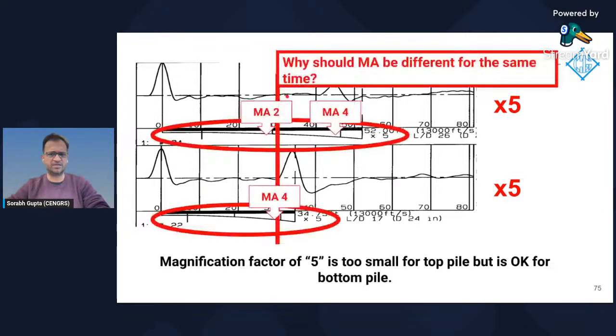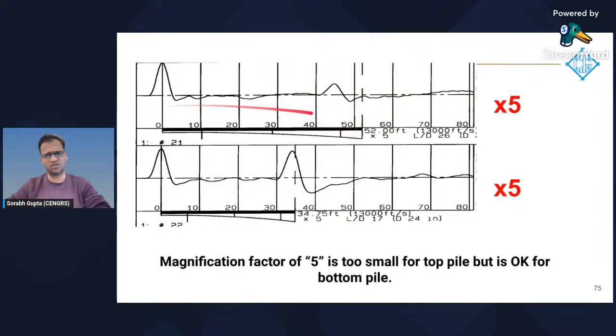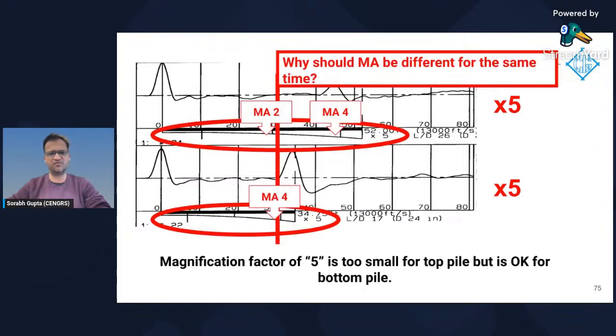But look at this case. The question is, do I have to use the same magnification factor for all my piles? The answer is no. You can change your magnification factor, particularly if your pile lengths are different. This was a case where I used a magnification factor of 5 for both sets of data. These are two piles at the same site. You use a magnification factor of 5 for both, but the data looks very different, right? And why is that? Because this pile is longer as compared to this pile. So what we ideally should have done, because of that, is use different magnification factors. It's 4 in this case, it's 2 in this case.